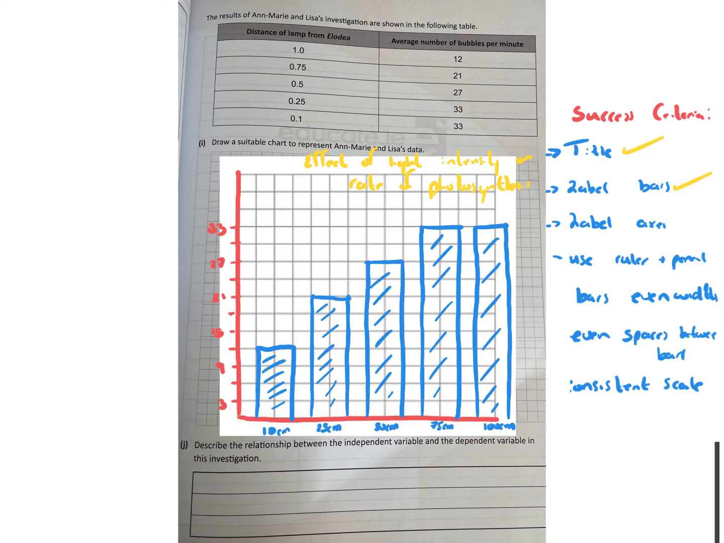Have I labeled the axes? No, I haven't. I need to go back and do that. So this is going to be the number of bubbles. This down here is going to be the distance. So that's done. Have I used a ruler and pencil? Well, I haven't, but I would have if I was doing it in my copybook. Are the bars even widths? They are, because they're all 2 boxes wide. Is there even spaces between the bars? There is, because there's just 1 box between each bar, so that's consistent.